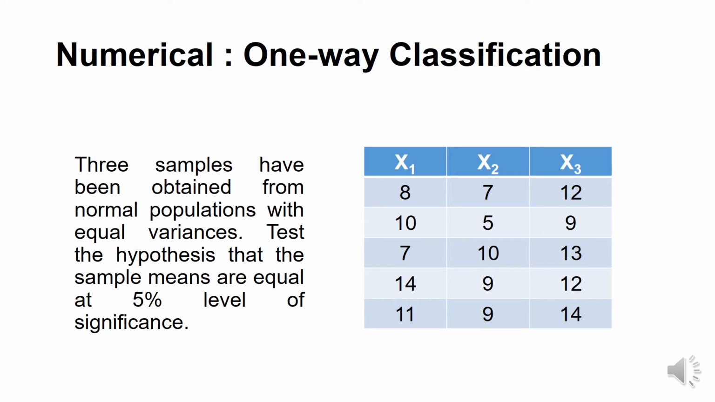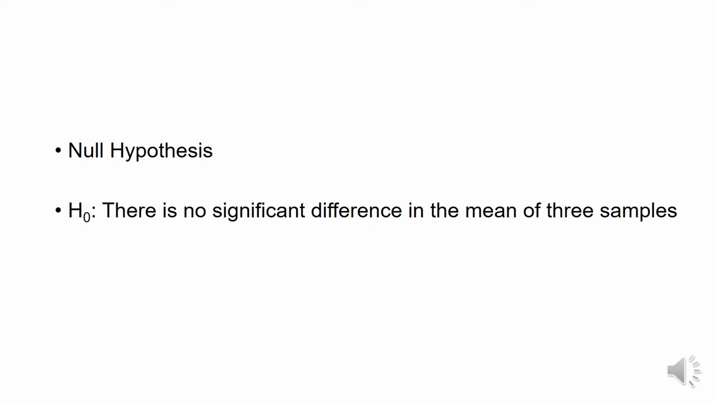Dealing with the numerical of one-way classification. The numerical which is on your screen relates to: there are three samples which have been obtained from normal populations with equal variances. Test the hypothesis that the sample means are equal at 5% level of significance. Students, please note that there are three samples which are given, that is variable x1, variable x2 and variable x3, which represent three different samples. In this case, we propose the null hypothesis that there is no significant difference in the mean of the three samples.